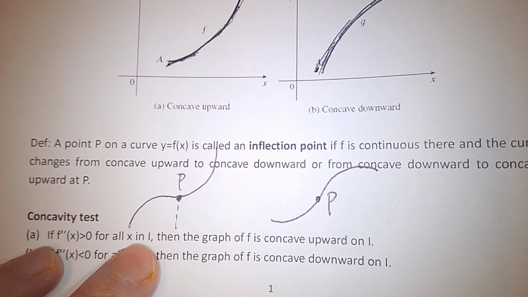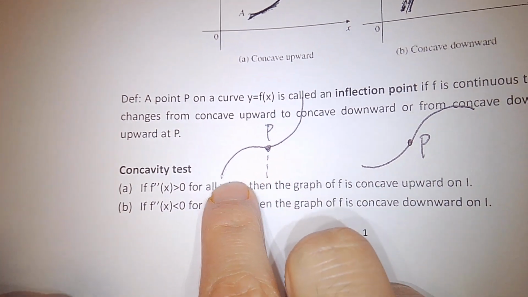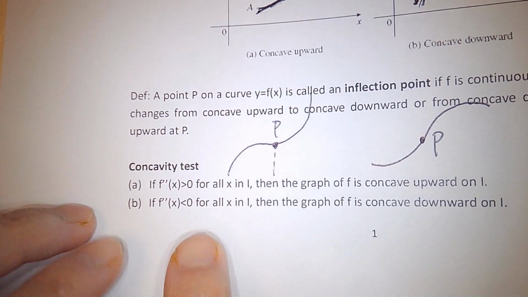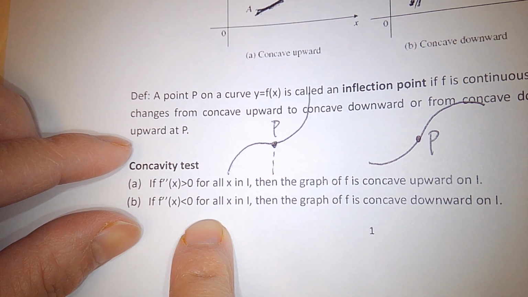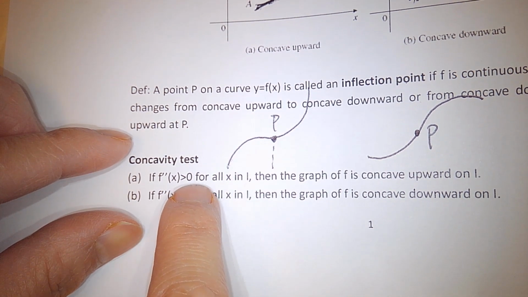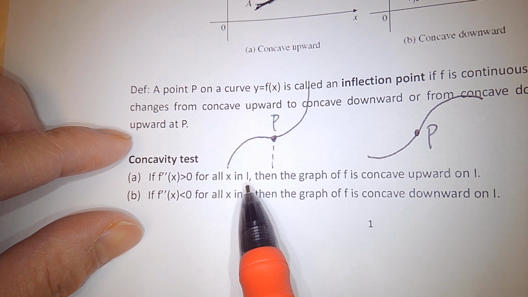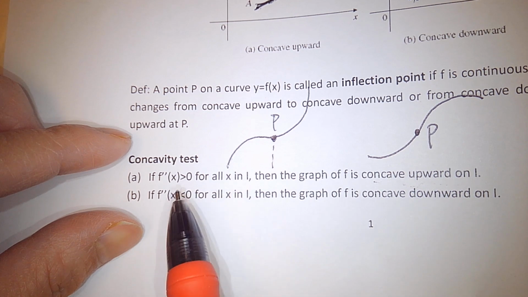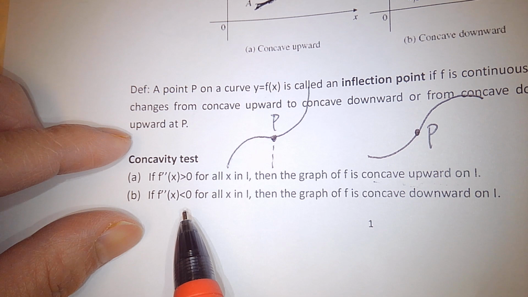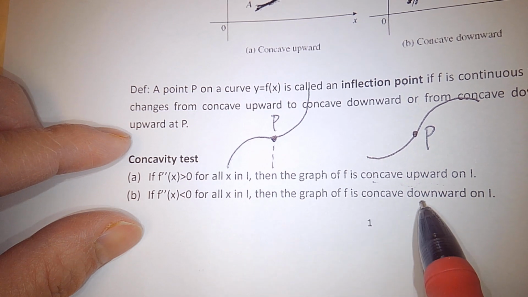So we know concave and we know inflection. What do derivatives help us understand about concave upward or downward? We have this concavity test. I'm going to ask a volunteer to read this test for us, Grant. If the second order derivative of f is more than 0 for all x in the specified segment, then the graph of f is concave upward on that segment. If the second order derivative is less than 0 for all x in the specified segment, then the graph of f is concave downward on that segment.